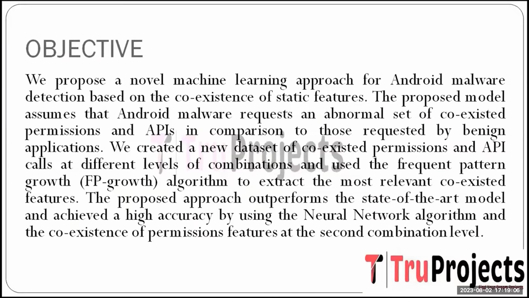We harnessed the potent frequent pattern growth algorithm to extract the paramount coexisting attributes, demonstrating its superiority over the existing model. Our approach excels in performance, showcasing remarkable accuracy through the application of the neural network algorithm. The pivotal role of the coexisting permission features, particularly at the second combination level, emerged as a key driver in achieving this highlighted efficacy.